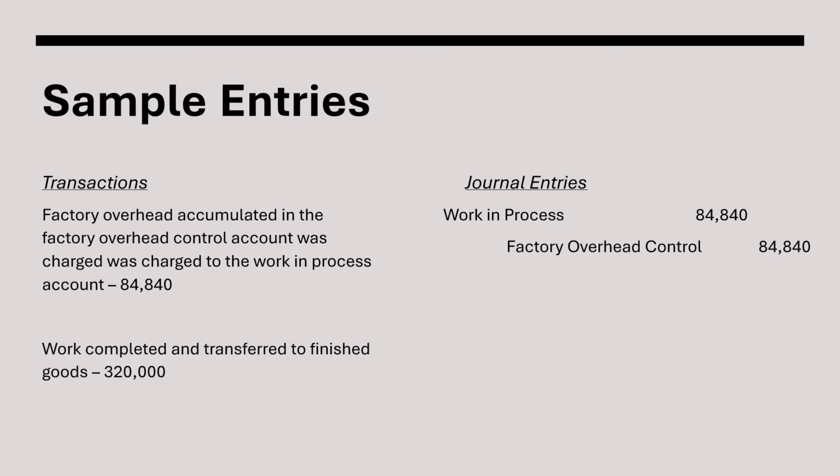So how about if it is already completed and transferred to finished goods? Remember, all the basic accounts in the total manufacturing cost, which is direct materials, direct labor, and factory overhead, are now in the work in process, and you transfer the work in process to finished goods. So you reclassify the work in process to finished goods by simply debiting finished goods and crediting work in process. Okay.